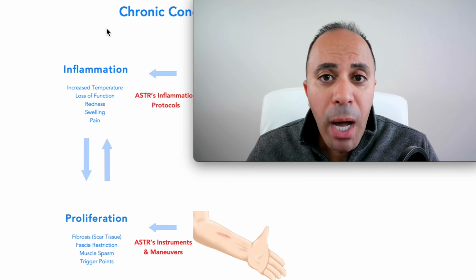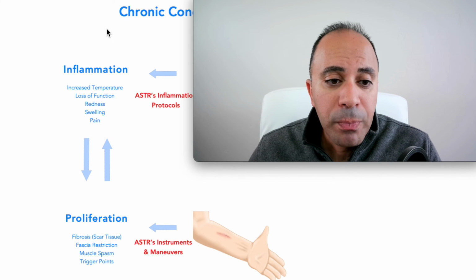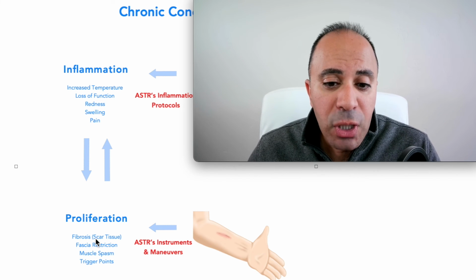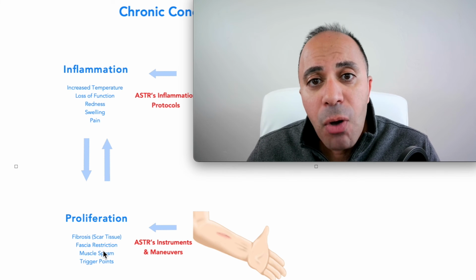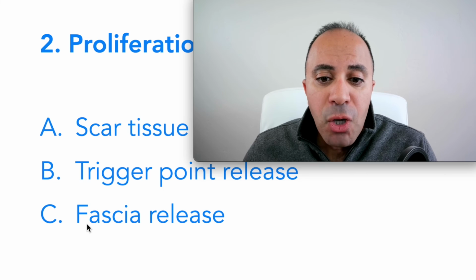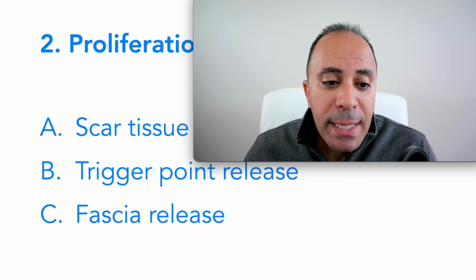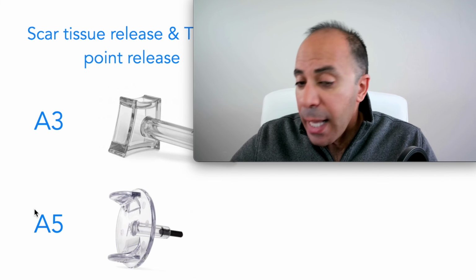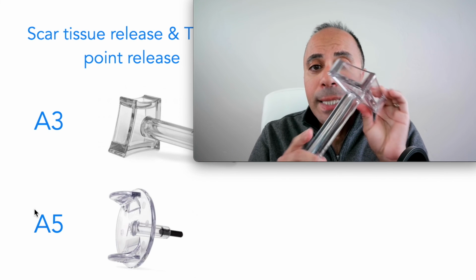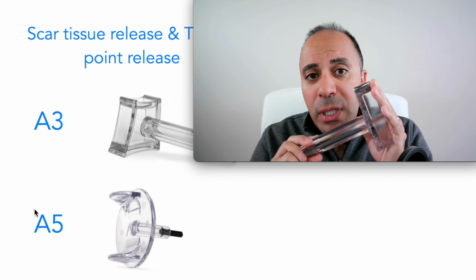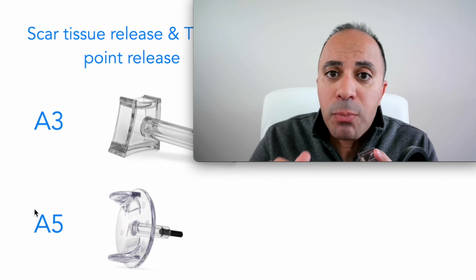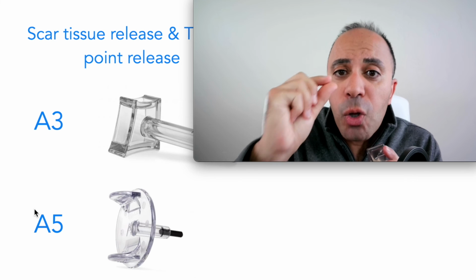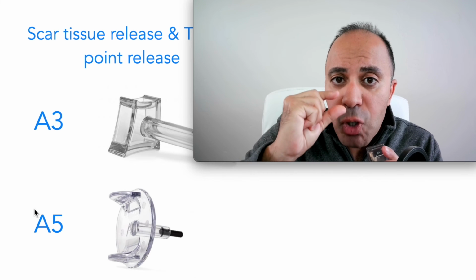So what else should you do at home to really get rid of the vicious cycle of chronic inflammation or chronic myofascial pain syndrome? We have to work on the proliferation stage, on all of the elements of it. So what I personally do is I use the A3 to release the scar tissue. We have to work on the scar tissue. It's always part of myofascial pain syndrome to have scar tissue gluing the fascia system together.